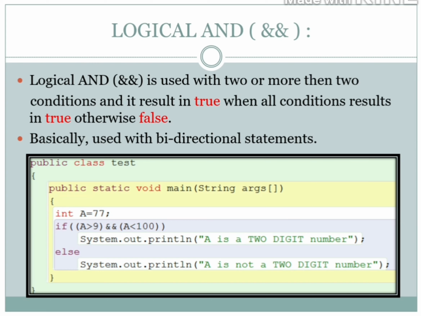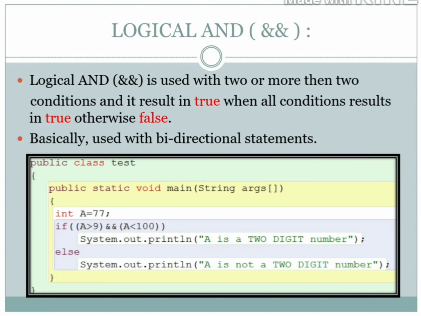We want both the conditions together: should be smaller than 100 and should be greater than 9. That's why we are using AND. Now, according to my example, a is 77, and 77 is greater than 9 and 77 is smaller than 100. That's why both conditions are true. 77 is greater than 9, true, and 77 is smaller than 100, true. Both conditions provide us true.